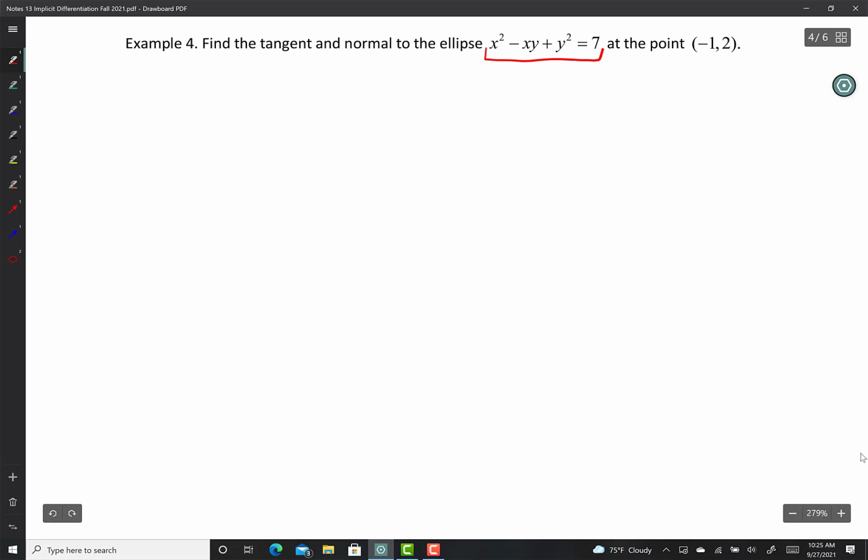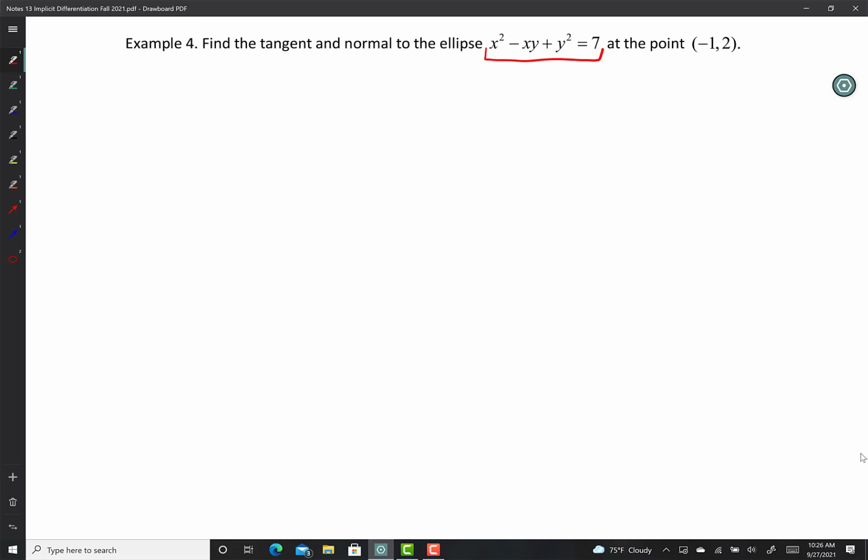Yeah, so when we get to it, look, we're already here. When we get to it, we'll see if we can do mini reviews here and there. So this is an ellipse. And it says, find the tangent and normal to the ellipse at the point -1, 2. So anytime I want a tangent and a normal, anytime I want a tangent, I need two things. What and what? Point and slope.